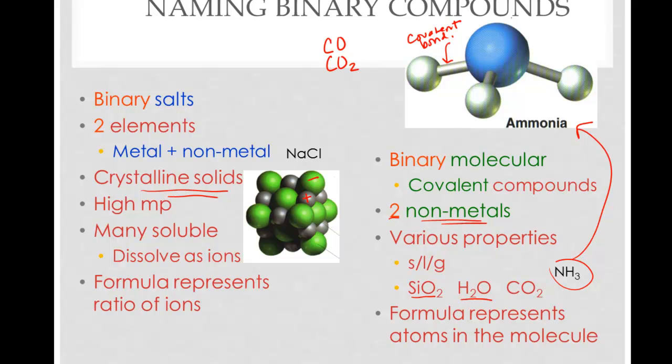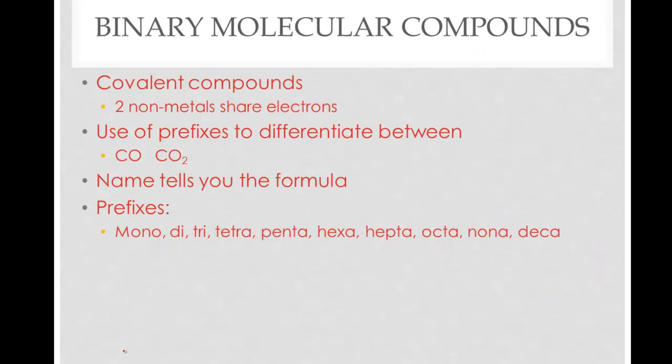So we will use a slightly different system of naming them. Again, two nonmetals sharing electrons. We're going to use prefixes to differentiate between them. For example, this subscript will end up becoming a prefix. So this compound will be carbon dioxide, telling you that there are two oxygens, CO2. So the name actually tells you the formula, so you will be able to go in either direction, formula to name or name to formula.